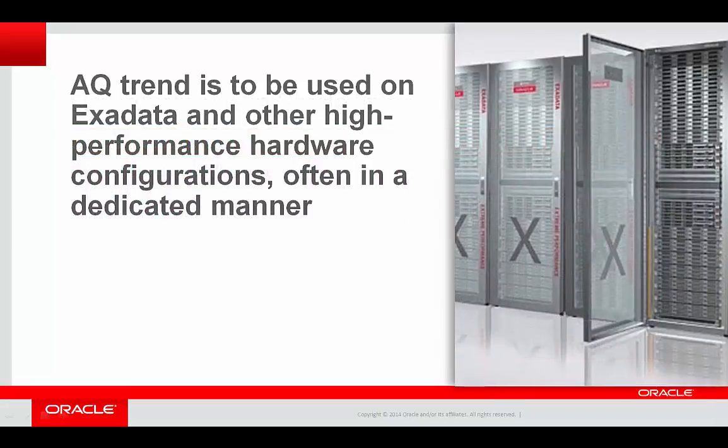In recent years, we've noticed a trend that AQ is being used on Exadata and other high-end hardware configurations, often in a dedicated manner where messaging is the main purpose of the system itself. And in these configurations, we noticed that the non-sharded queue architecture that used index-organized tables had some limitations. So we've introduced sharded queues in 12c to get around these limitations and to scale much better.